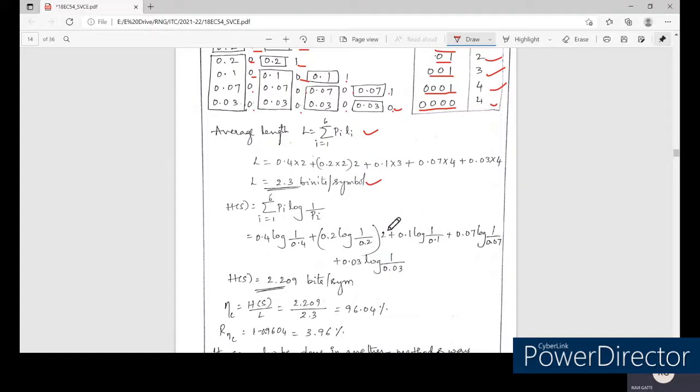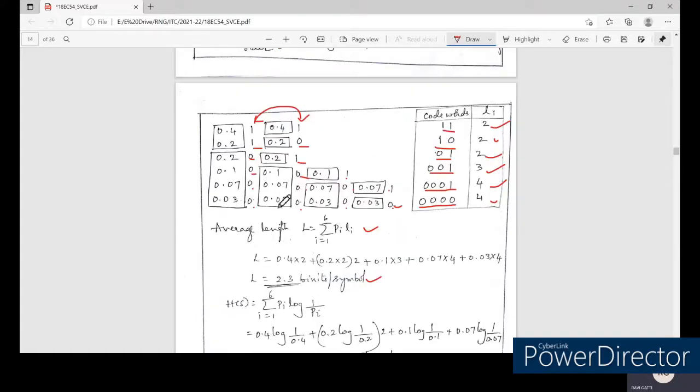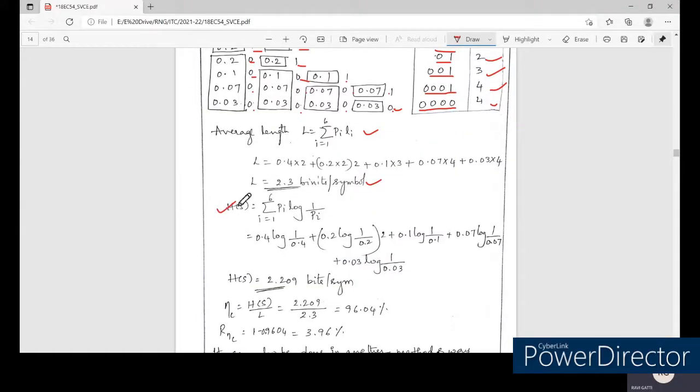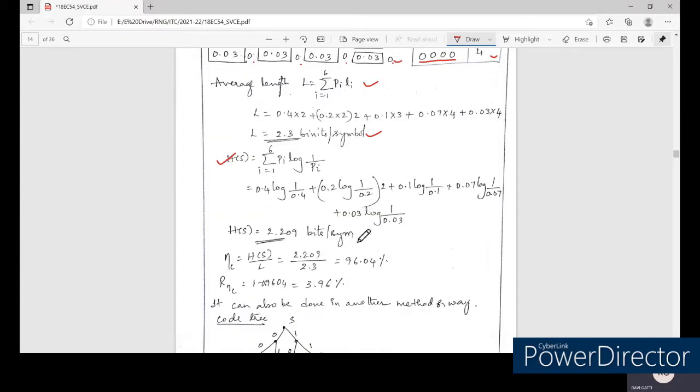Similarly, you need to find the entropy of the source. The entropy of the source you are going to calculate by using this expression, H(S) equal to summation i equal to 1 to 6 of Pi log 1 by Pi. If you do that, you will be getting H(S) equal to 2.209 bits per symbol.